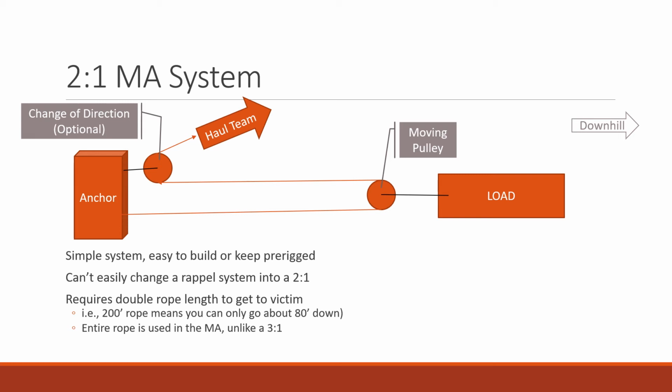This is a good system for low angle operations. Pretty simple to build, easy to keep pre-rigged. The big challenge here, you can't easily change it into a rappel system, or you can't change a single line rappel lower into a 2-to-1. It's not really as possible. You'd have to run the rope halfway down, get it tied off and pull back up. So not as efficient. And the big thing is it takes double the length of the rope because the entire rope is being used for that mechanical advantage because our moving pulley is attached to the load.